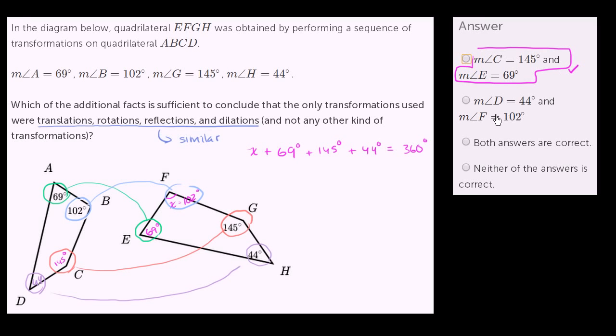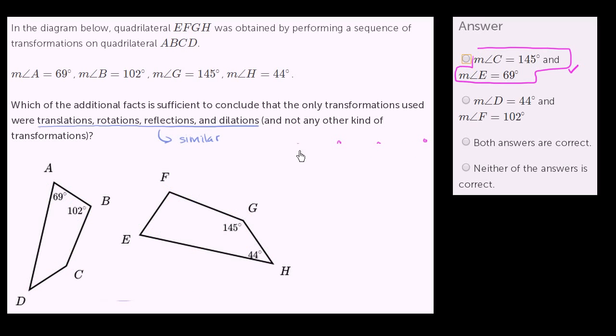Let's see if the second one could also independently help us determine that these 2 things are similar. So what I'm going to do is clear this out so I have some space to work with. And now let's think about what the second statement is telling us. The second statement tells us the measure of angle D is 44 degrees. So they're saying that is 44 degrees. And that the measure of angle F is 102 degrees.